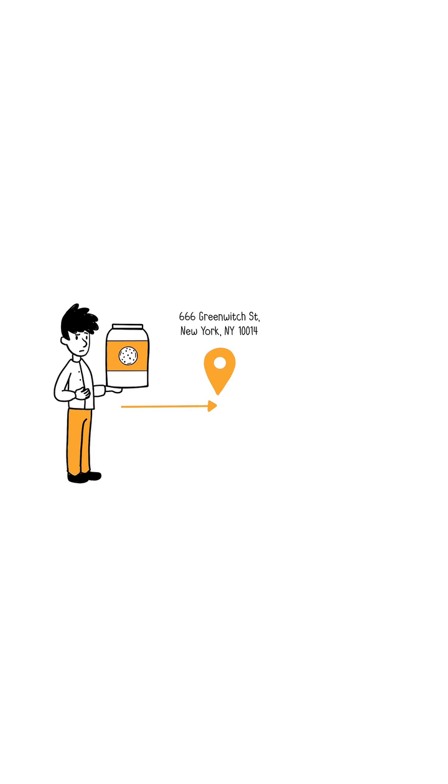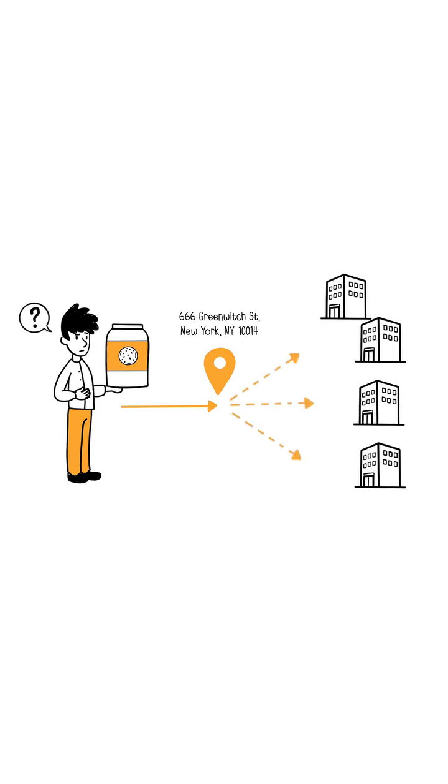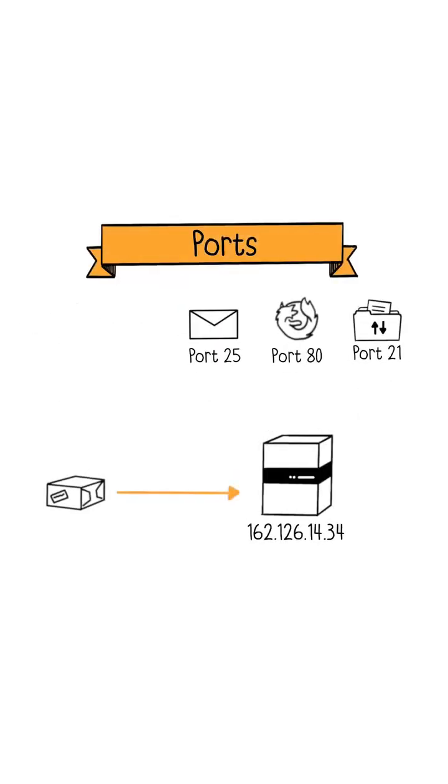However, there were several buildings at this address, each housing different companies, and Charlotte, of course, forgot to provide the building's door number. Without the door number, it's impossible to know where to deliver the package. This situation mirrors the way data exchanges occur between machines on a network.